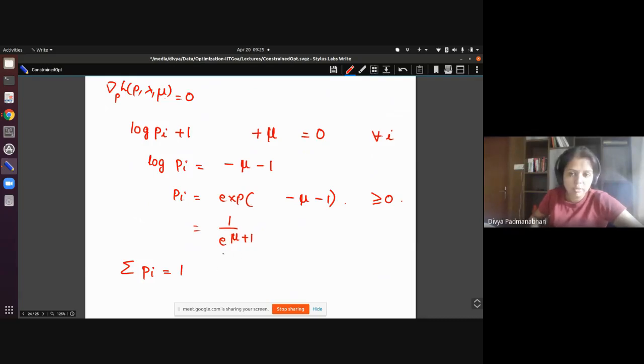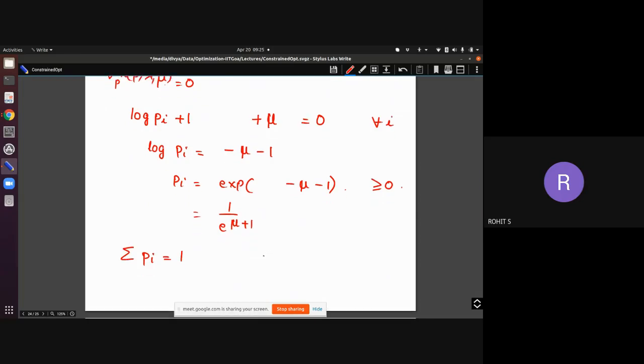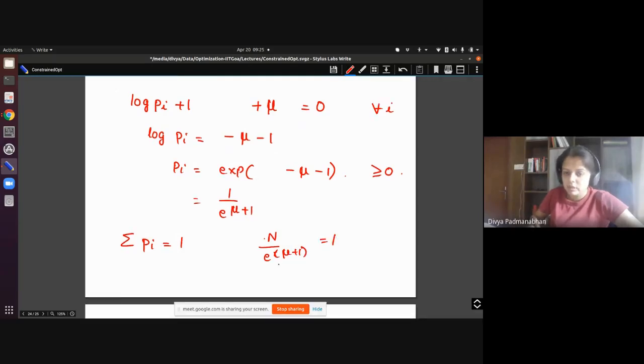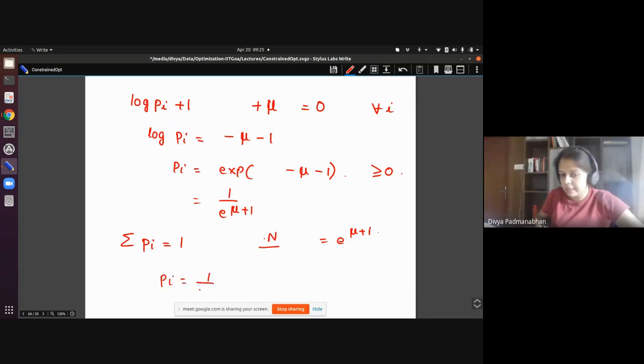Can you tell me? From that you should be able to get the mu, right? So n times e to the power mu plus 1 is equal to 1. So e power mu plus 1 is n. What this is telling you is pi is just 1 by n, right? And mu also you can solve from here, it's just log n minus 1.